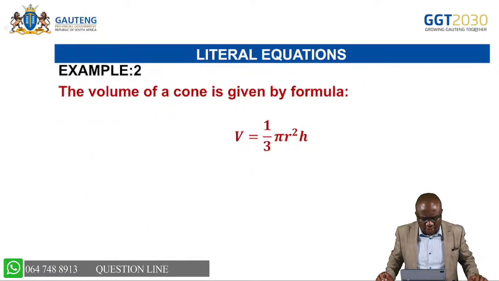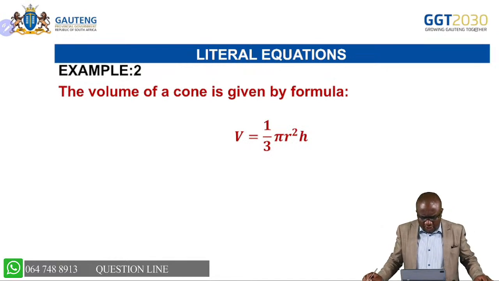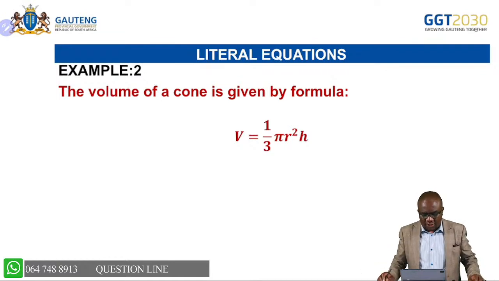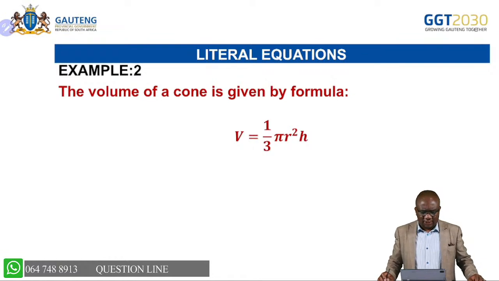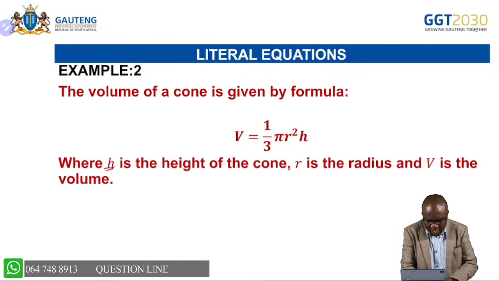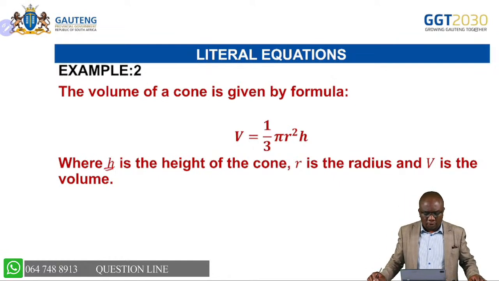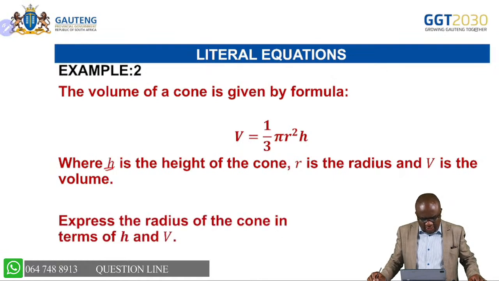Now let's try the next one. The volume of a cone is given by the formula V is equal to 1 over 3 pi r squared times height, where h is the height of the cone, r is the radius, and v is the volume. Now express the radius of the cone in terms of h and v.